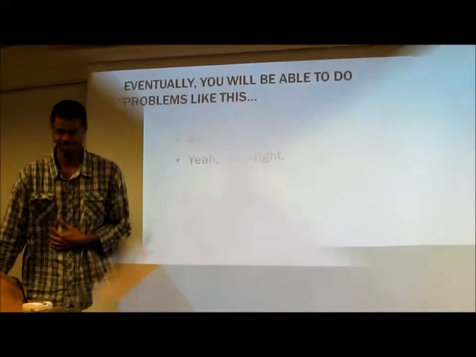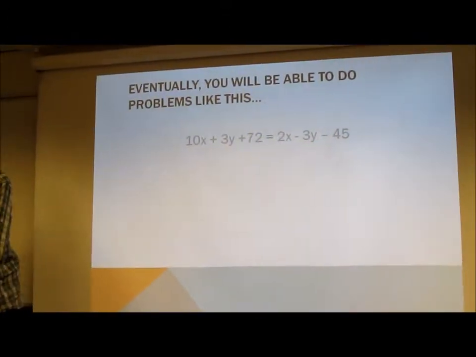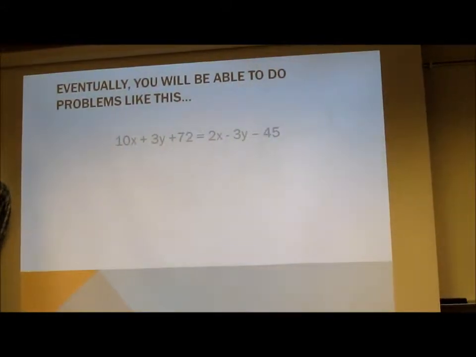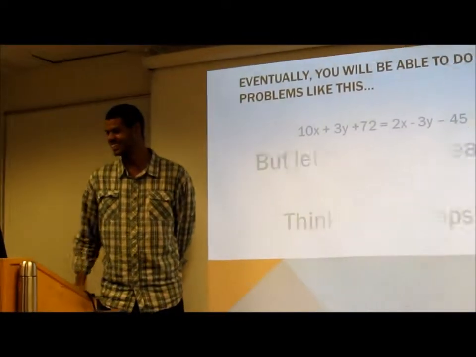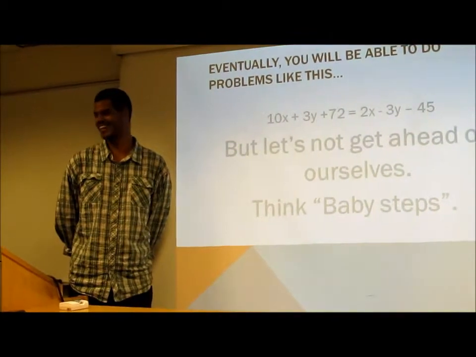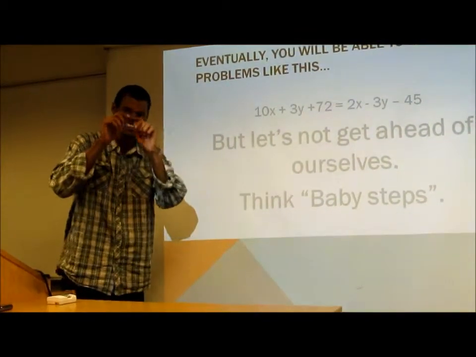Eventually, you will be able to do problems like this. 10x plus 3y plus 72 equals 2x minus 3y minus 45. Eventually, you will be able to do stuff like that. I know, just the look on your faces, you look flabbergasted. Let's not get ahead of ourselves. Let's think baby steps.